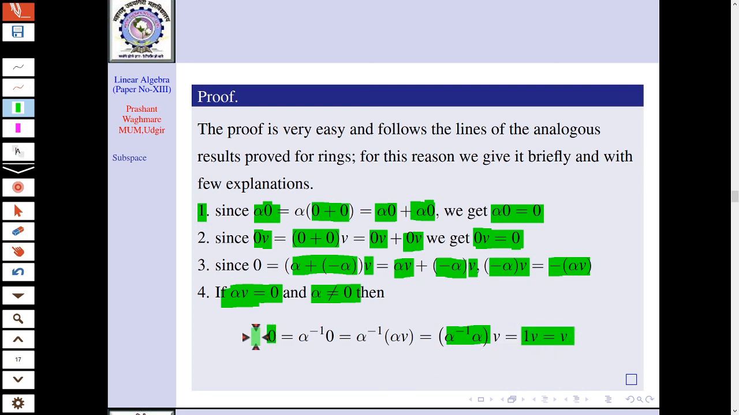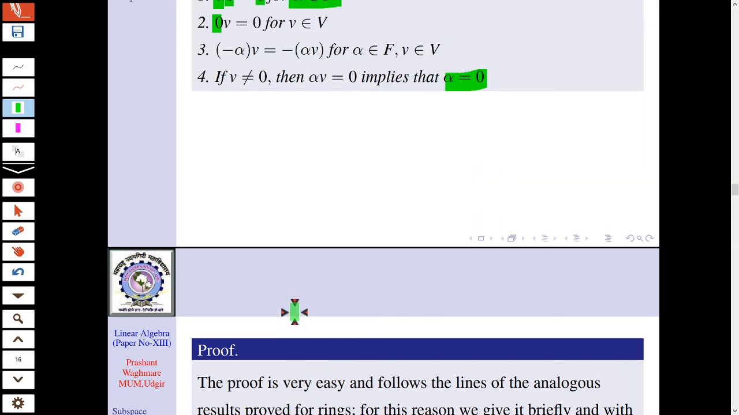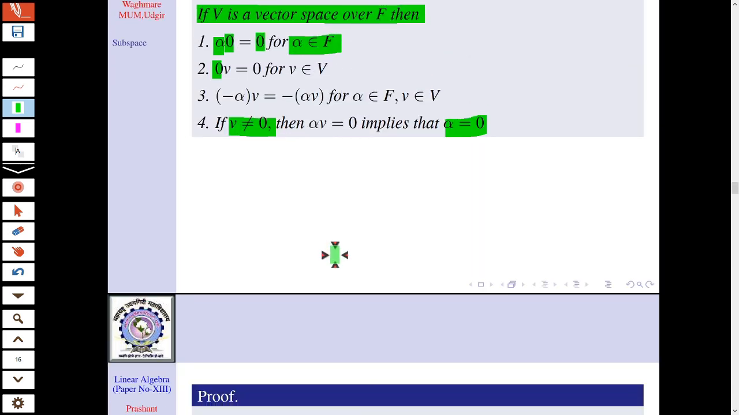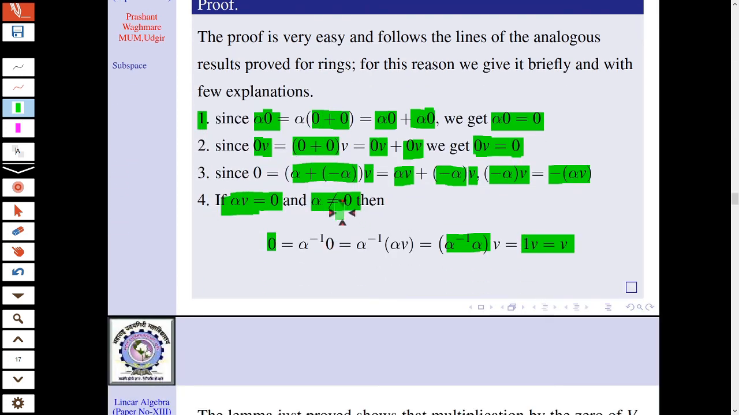So what did I get here? V equal to 0. But what is in the lemma? In the lemma, V is not equal to 0. So it arises to the contradiction that V equal to 0. So the assumption here, that alpha is not equal to 0, is wrong. So what must we have? We must have alpha equal to 0 there. Okay, this is the end of the proof of the lemma.